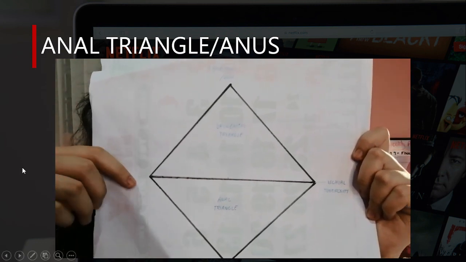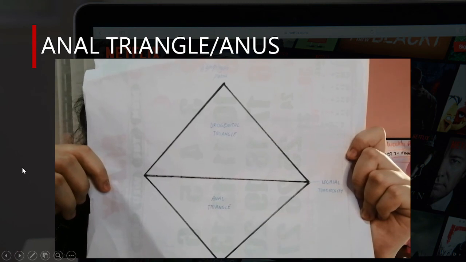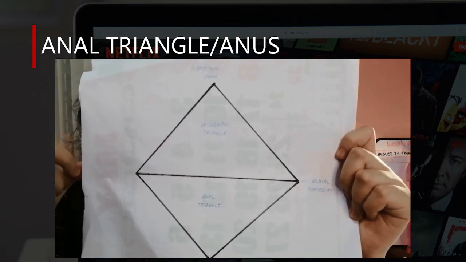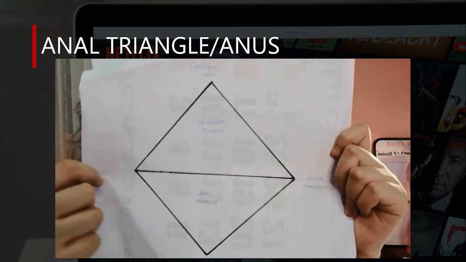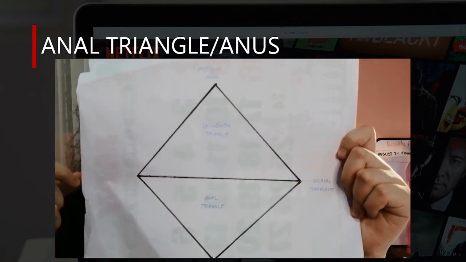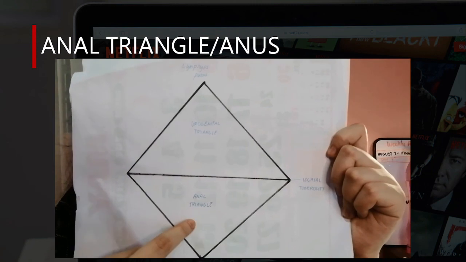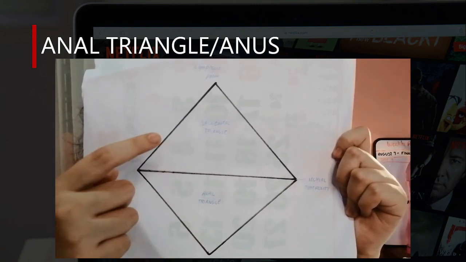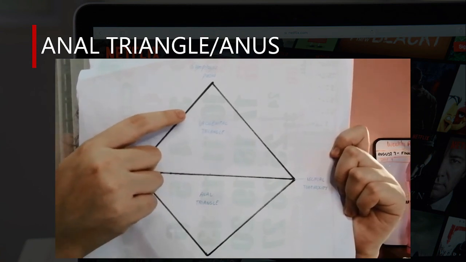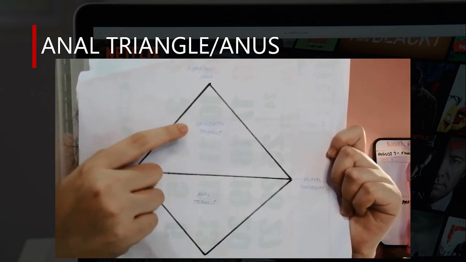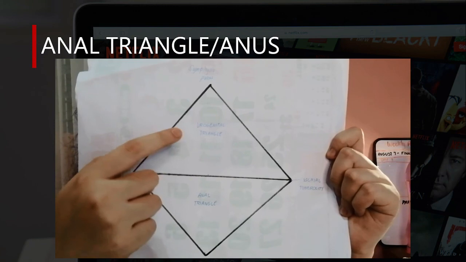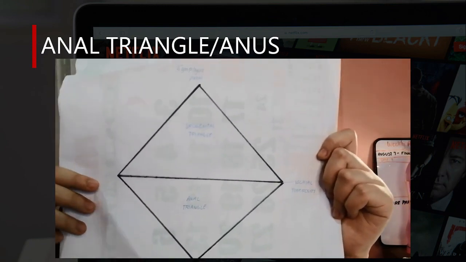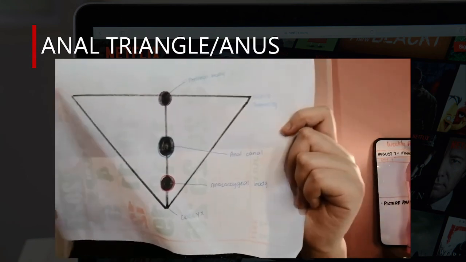So it is customary to divide the perineum into two triangles, as you can see here, by joining the ischial tuberosities with an imaginary line. The posterior triangle right here is the anal triangle, which contains the anus, and the anterior triangle is the urogenital triangle, which contains the urogenital orifices. So let's go to the anal triangle.